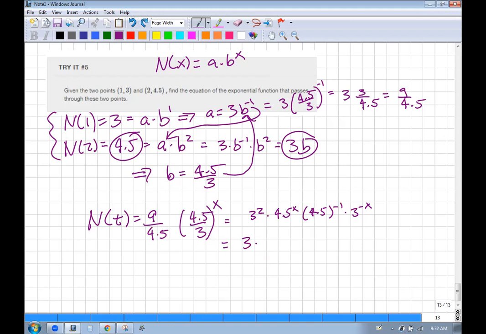How could we do this? This is 4.5 to the x minus 1. And then let's write this. This is 3 to the first times 3 to the first and 3 to the minus x. And then this is 4.5 to the x minus 1.